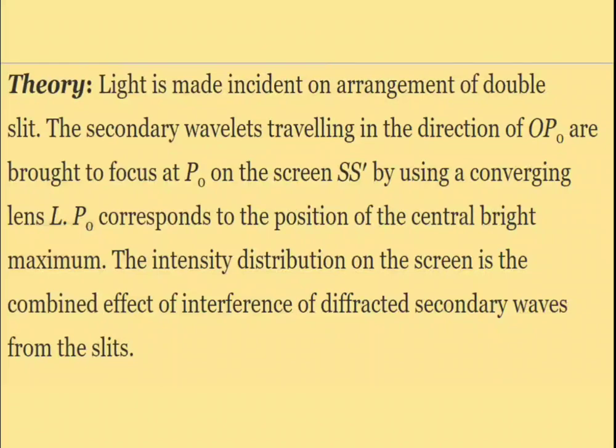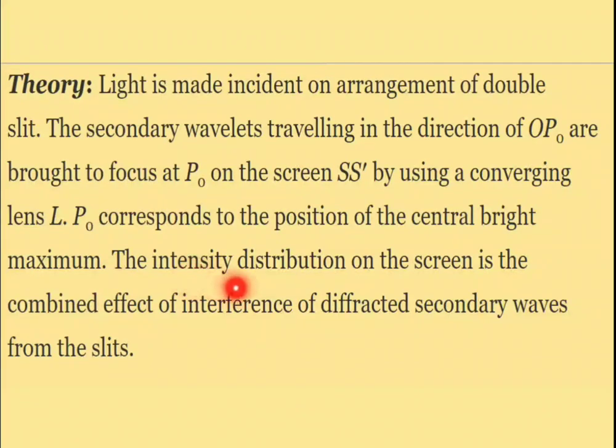P0 corresponds to the position of the central bright maxima. Why? Because at this point the light rays travel in the incident ray direction. That means there is no bending of light rays and no diffraction angle. That means theta is equal to 0 in that case. So that's why at P0 we observe the central bright maxima condition.